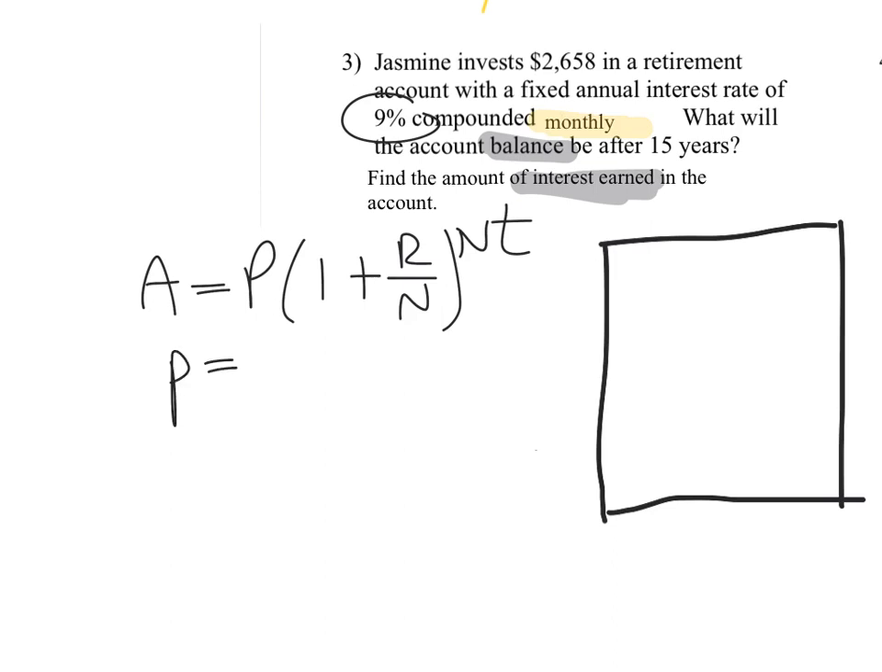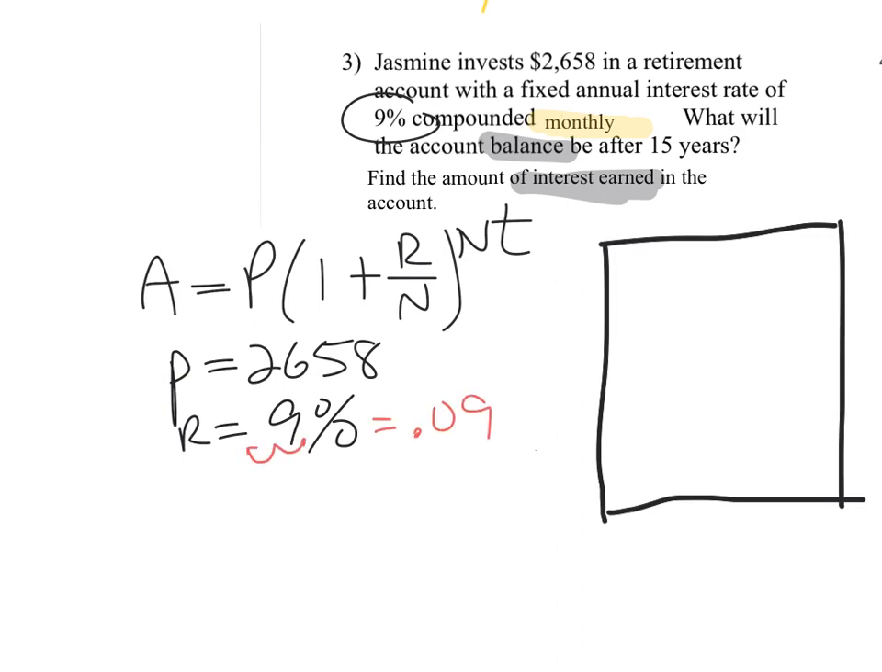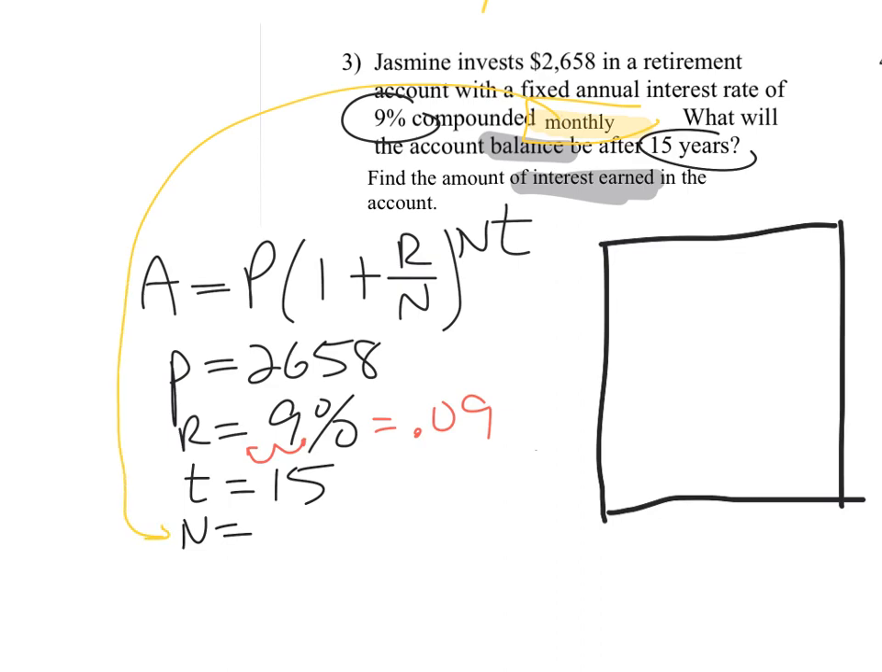Well, the principal, $2,658. Our interest rate are 9%. So that's going to be, when we convert that into a decimal, 0.09. The time in years is going to be 15 years. And N, how many times per year you get interest? The problem says monthly. So that means you get interest 12 times a year.